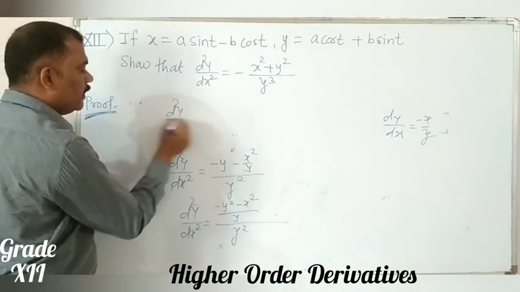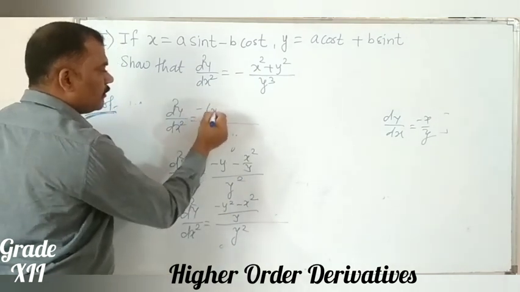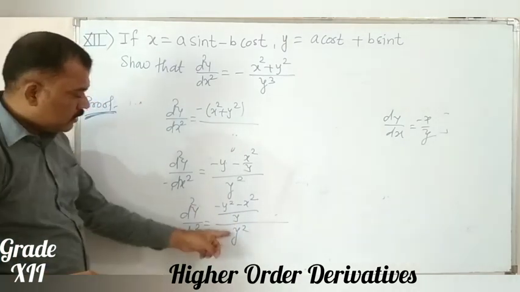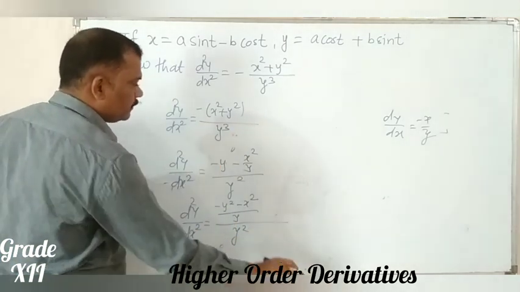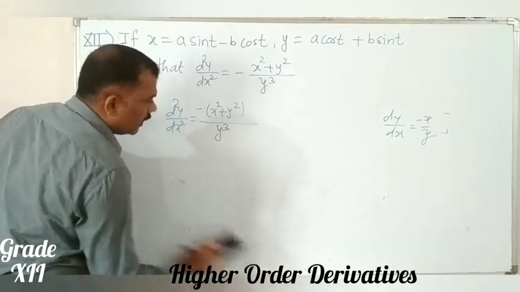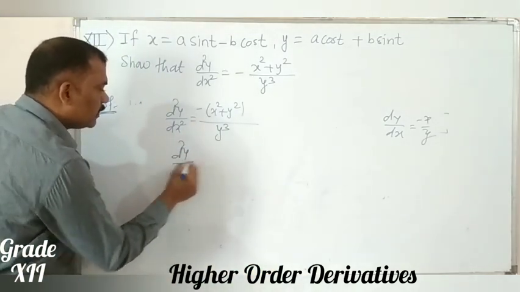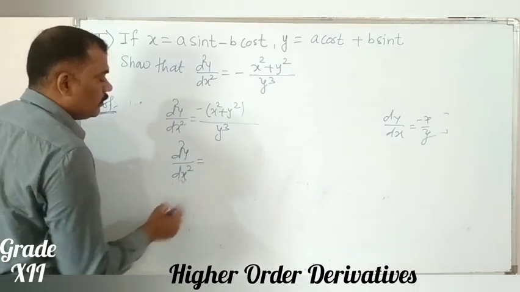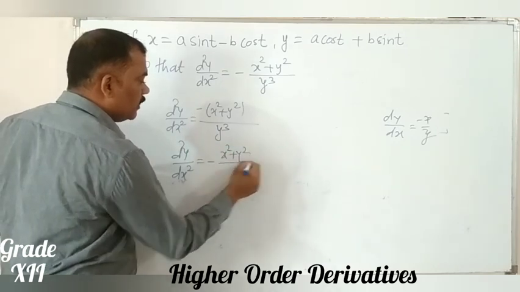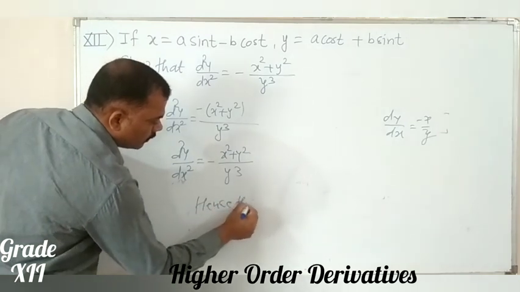So we can write d2y by dx square is equal to, from that we take the minus common, so minus into bracket x square plus y square. This y goes into the denominator and it becomes y cube. So we can write d2y by dx square is equal to minus, x square plus y square divided by y cube.